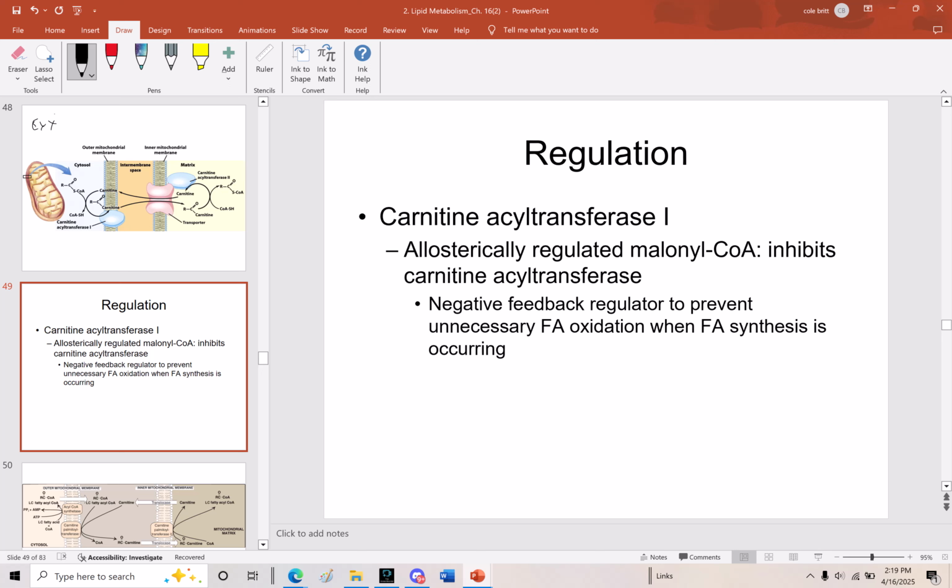Where did we see malonyl-CoA? Fatty acid synthesis. Yeah.